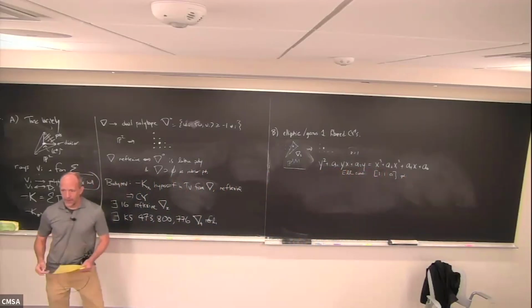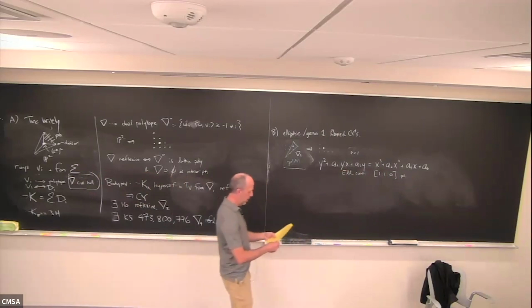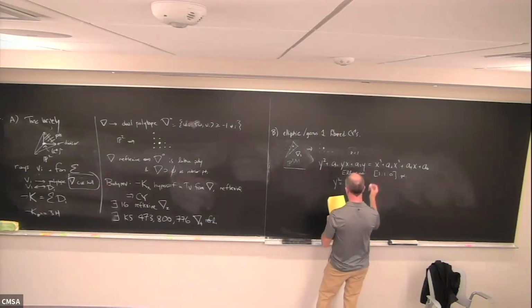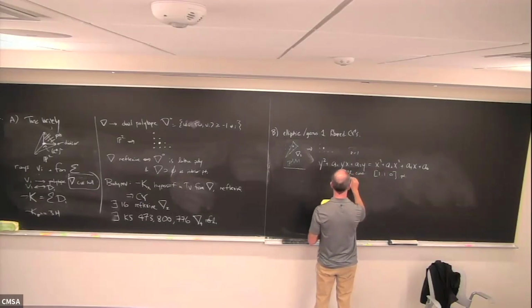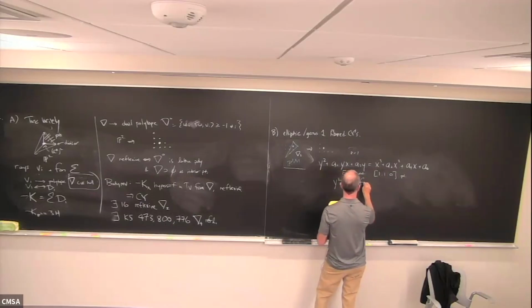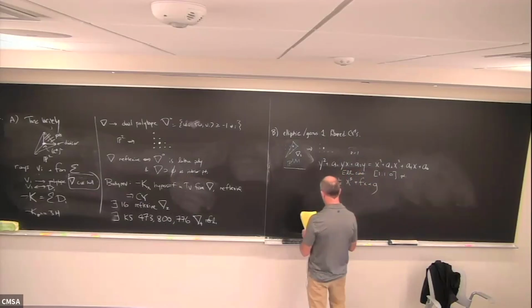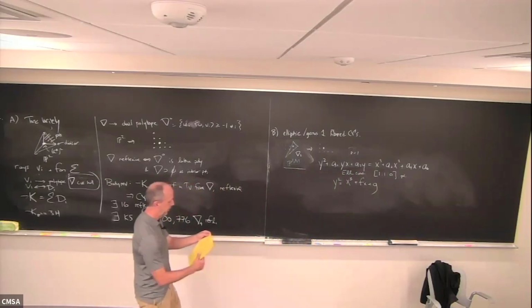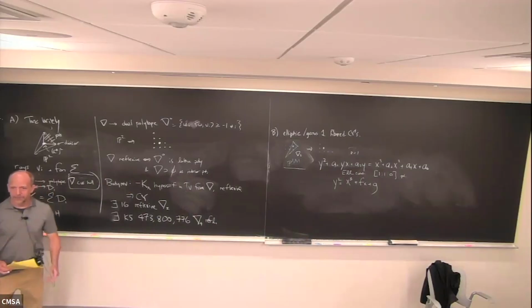Okay? And given an elliptic curve, we can always write it in short Weierstrass form by completing the square and the cube. So then we get y squared equals x cubed plus fx plus g. And this parameterizes a torus with a point. Okay, all good so far, right?